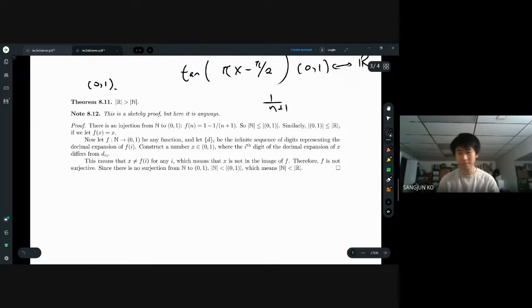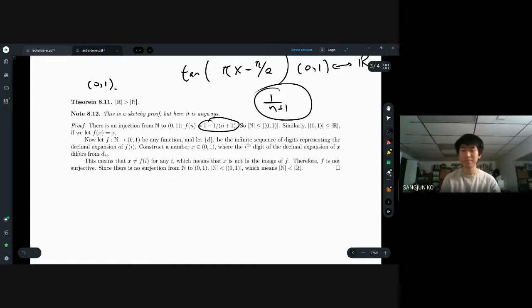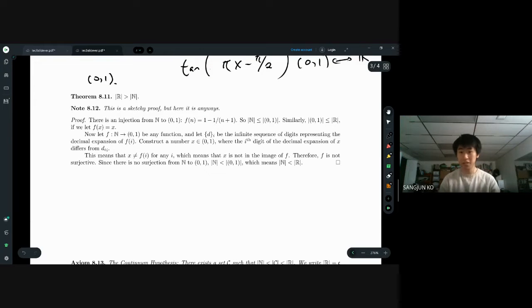That should work. I don't know why Adam goes through the work of both negating it and multiplying it and subtracting one, taking the 1 minus of that. This should just work. Anyway, you can just take an injection. And the next thing is going to be the famous Cantor's diagonal proof.